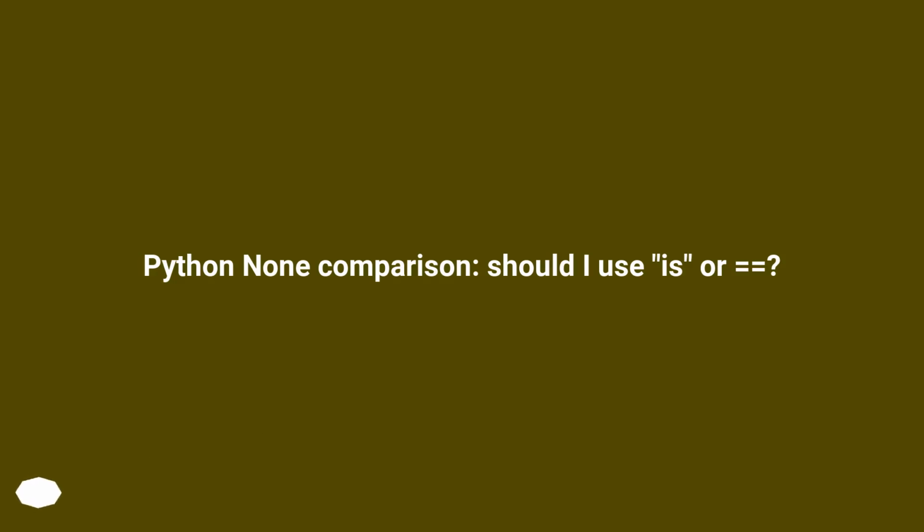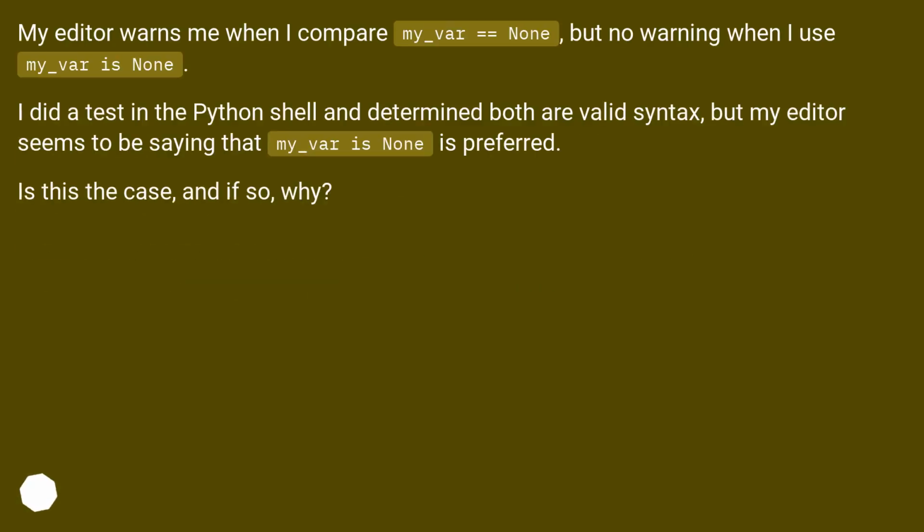Python None comparison, should I use is or ==? My editor warns me when I compare my_var == None, but no warning when I use my_var is None. I did a test in the Python shell and determined both are valid syntax, but my editor seems to be saying that my_var is None is preferred. Is this the case, and if so, why?